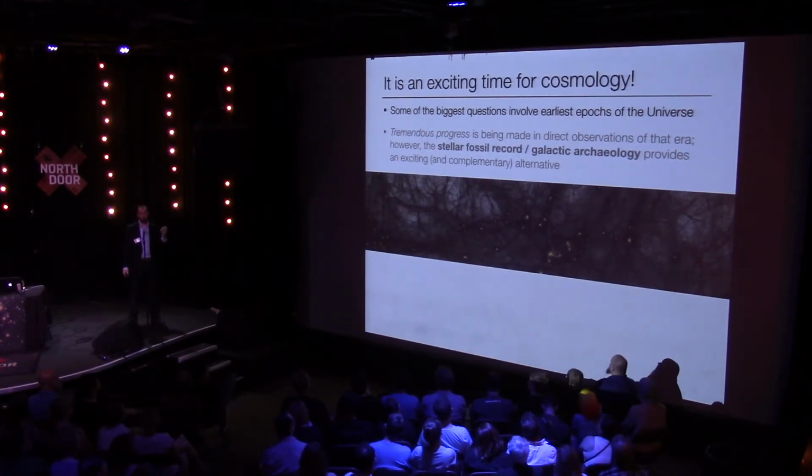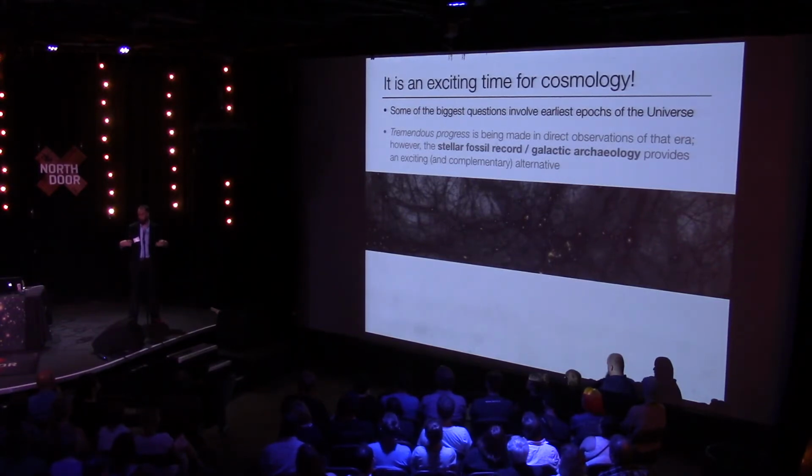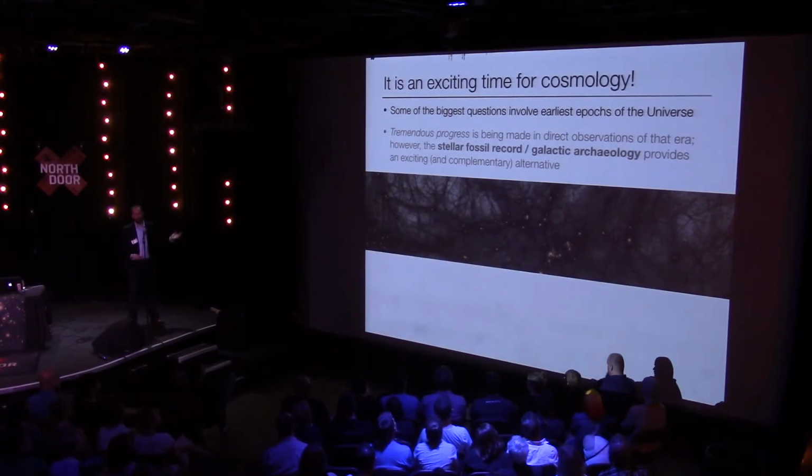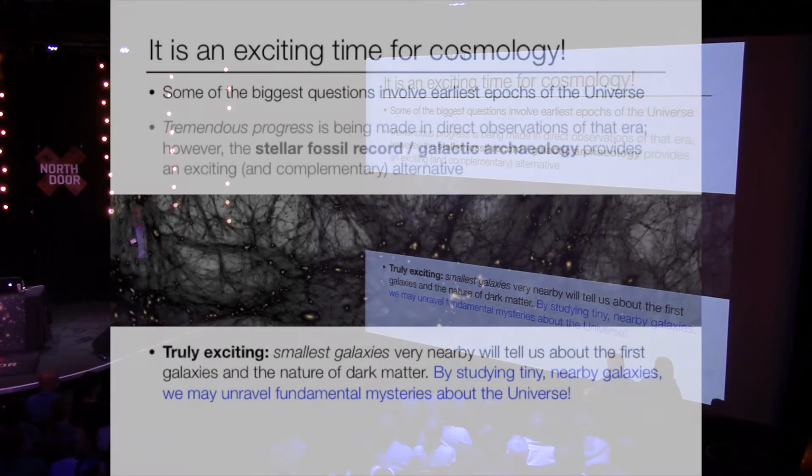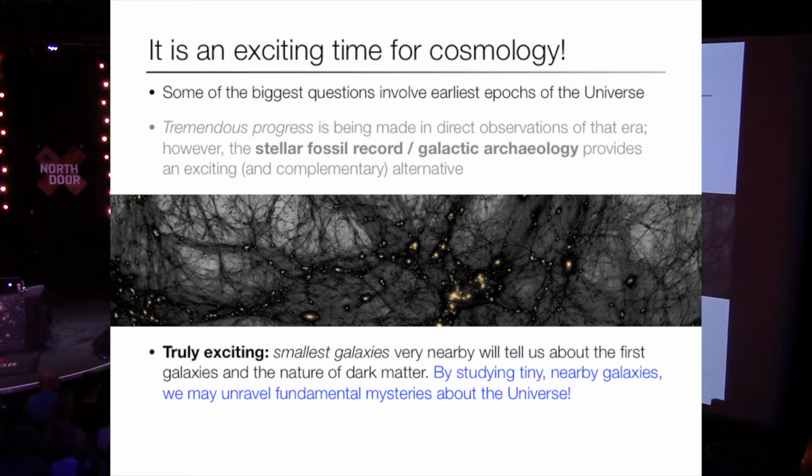But some of these galaxies that are in the early universe are just so inherently faint that we'll never be able to see them directly. The only way we'll be able to understand the very first galaxies, probably, is by looking at their remnants around us today, by looking at these galaxy fossils. And so I think that's where this idea of the stellar fossil record, or galactic archaeology, is really exciting. And to me, the understanding that the smallest galaxies that are extremely nearby may tell us something fundamental about the very first galaxies and the early universe.